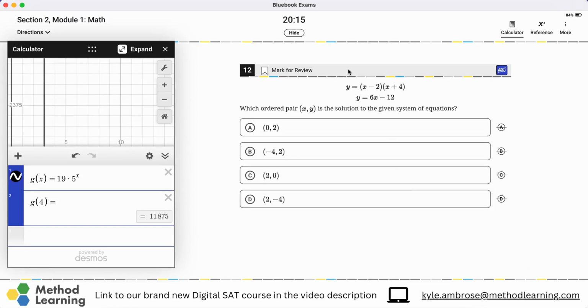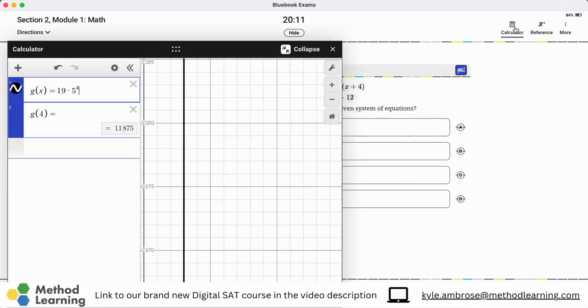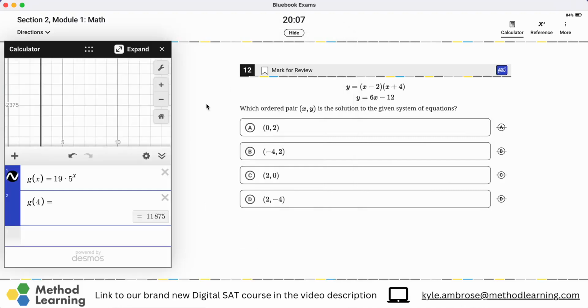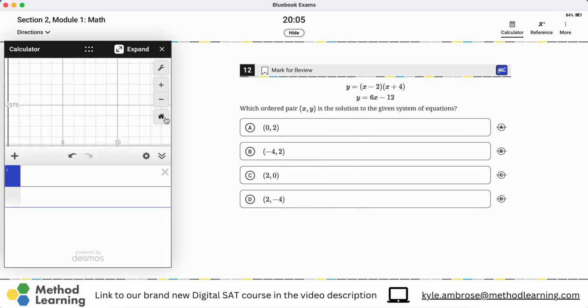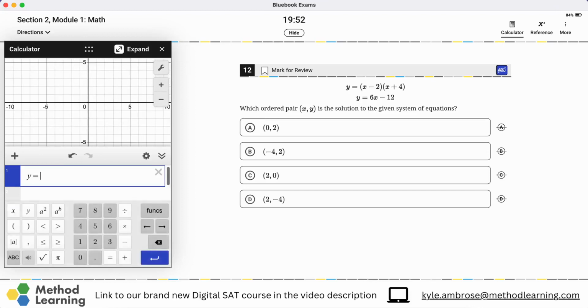Now we need a solution to a system of equations. Pretty easy, because we should just be able to type this into Desmos and find the solution really quickly. If I hit this home button, you may have seen in our videos before, that takes me back to the default zoom on Desmos. I was really far away from the origin, and that brought me right back. So let me type these in.